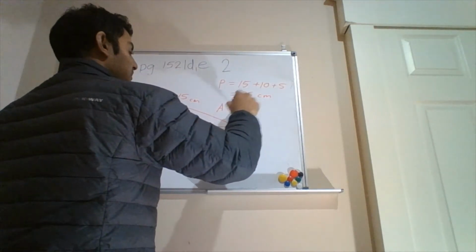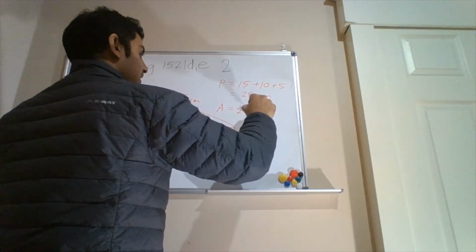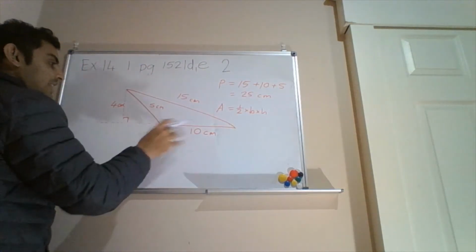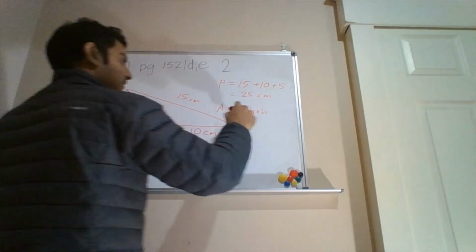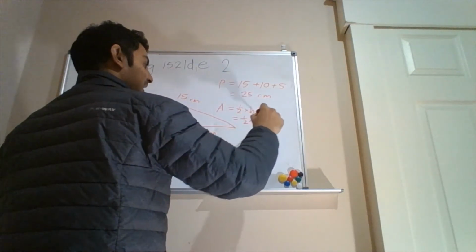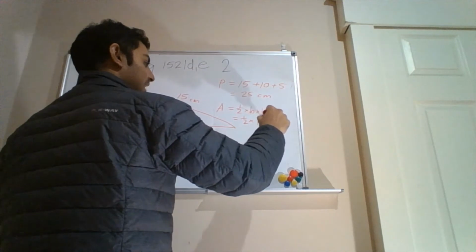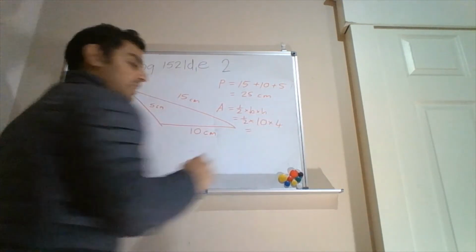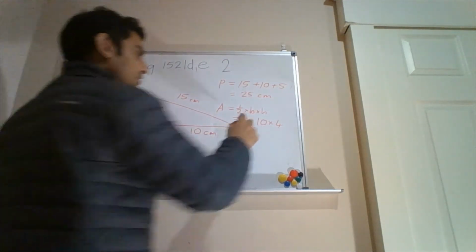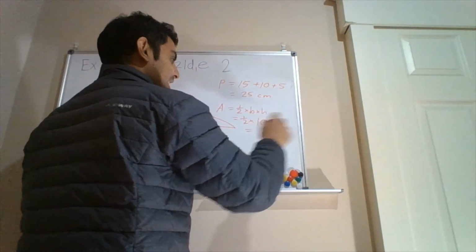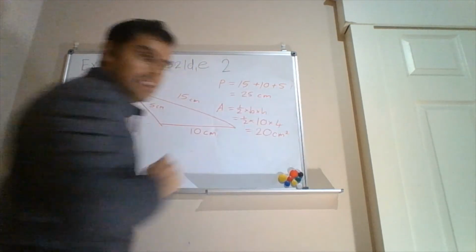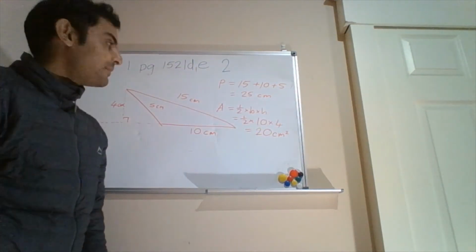For area, we use the familiar formula, half times base times height. And the values are given here for each of the unknowns. So we just plug and play. Base has a value of 10 and vertical height has a value of 4. So this works out to half times 10 is 5, times 4 is 20. And don't forget our unit, centimeters squared.